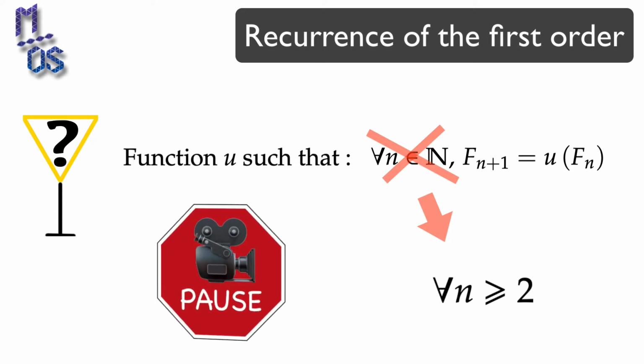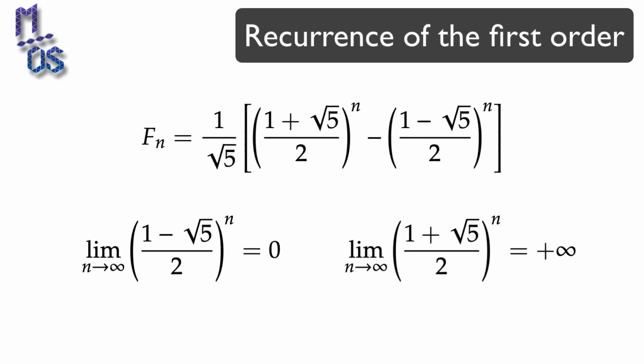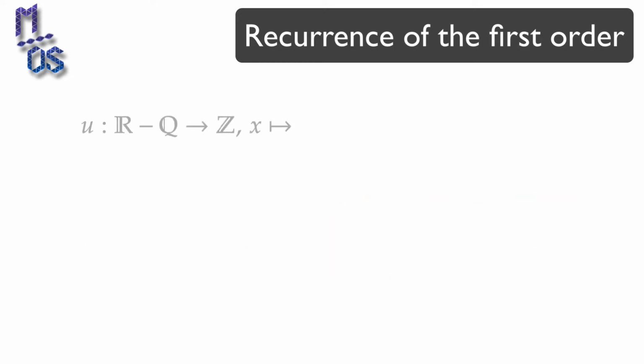We may find inspiration in one of the previous observations. We have noticed that ((1 minus square root of 5)/2) to the n tends to 0, while ((1 plus square root of 5)/2) to the n diverges to infinity. Now consider the function which maps every irrational number x to the integer closest to it.